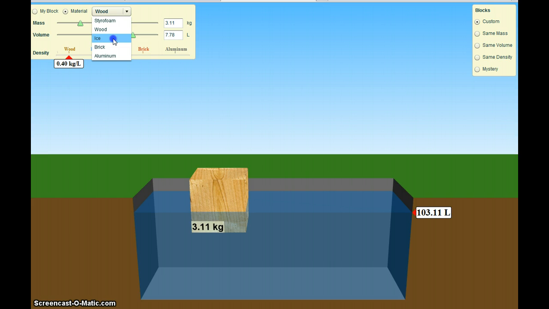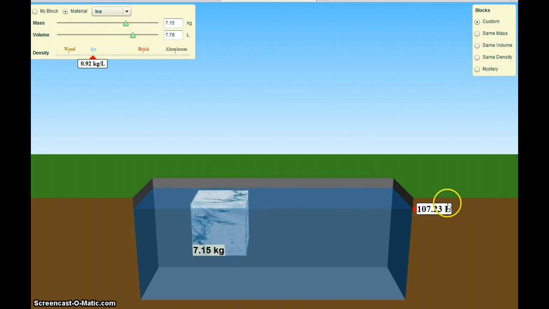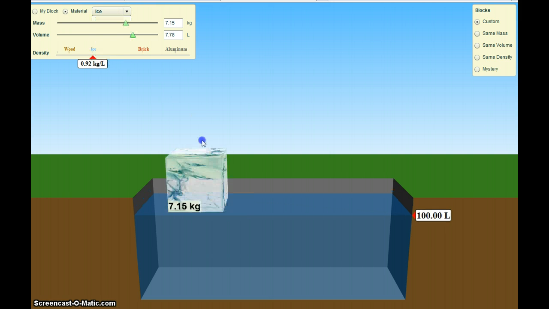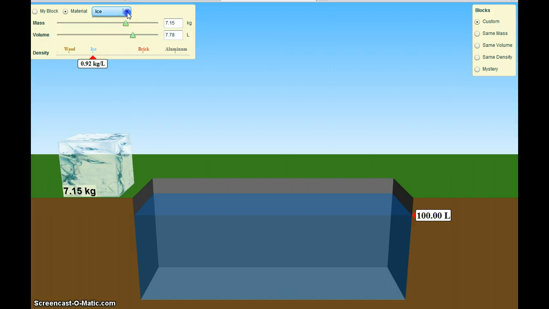Then for the third thing, we'll use ice, and notice how its liters are filling up. It's more dense than the water, and notice how the mass is getting closer to the volume. Okay, and then we will go with the aluminum block. But before we do this, we're going to ask you a question.